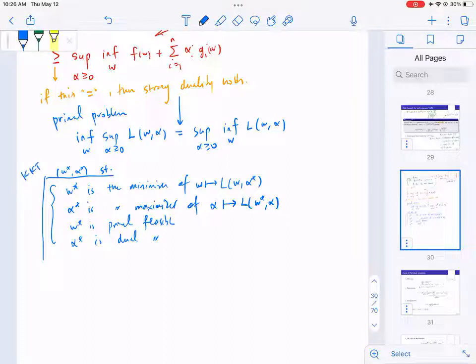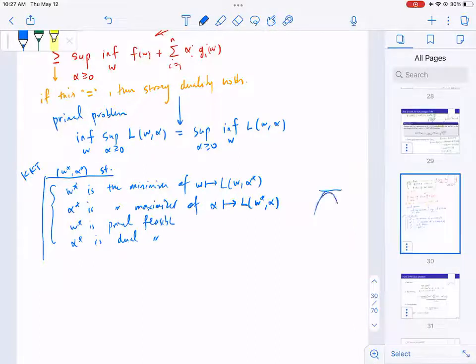If there exists a pair that satisfies these four conditions, effectively the first two are saying that this pair is a saddle point of the Lagrangian. So if I fix one coordinate, in one direction I'm going to go down everywhere as I move from that point. If I fix the other coordinate, I'm going to go up. So it's a saddle point situation. The function looks like this in this direction and this in the other direction, so you can imagine what the saddle point is.